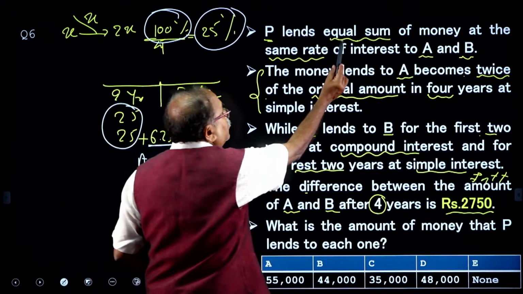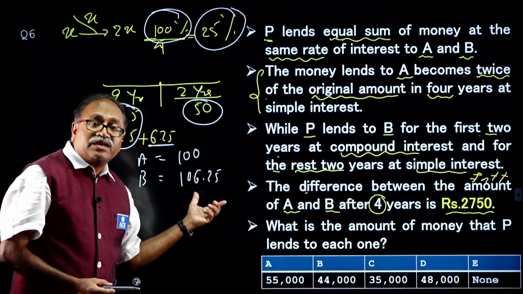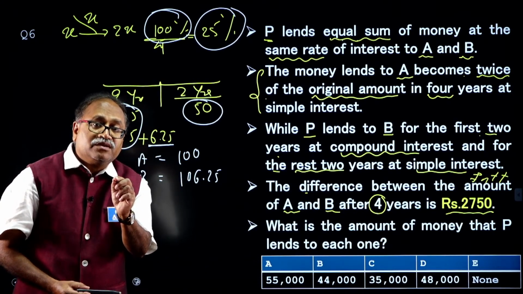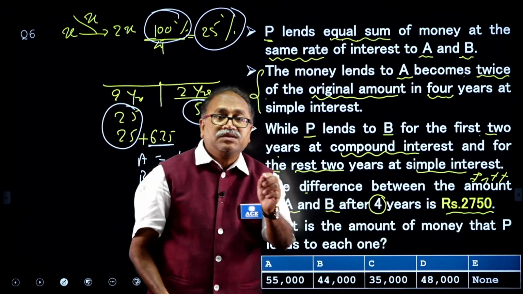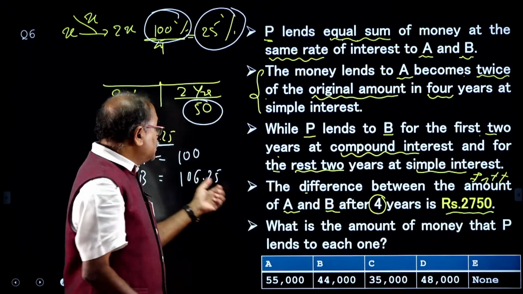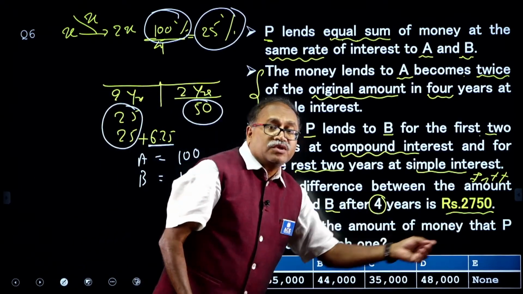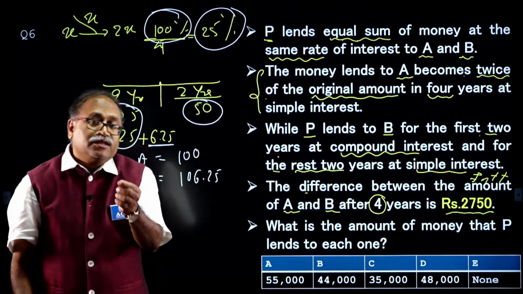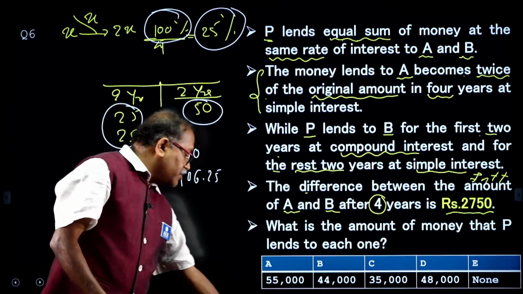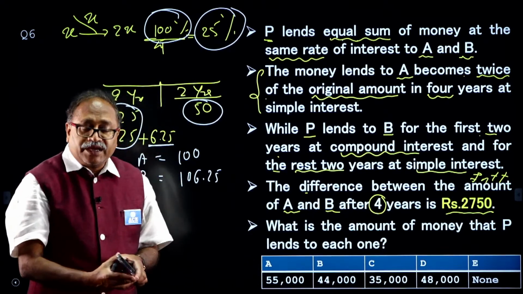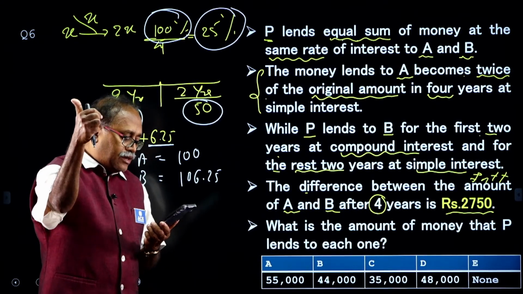The equal sum is given here. So, what is the difference in terms of interest? 6.25%. And how much is the difference in terms of money? 2750. So, 6.25% of the principal is equal to 2750, then what is the principal? Come on, take your 10 seconds time, and 44,000.